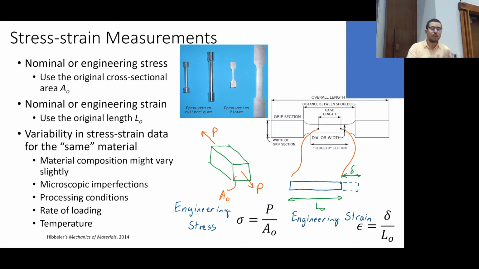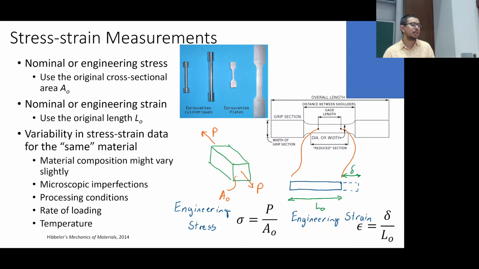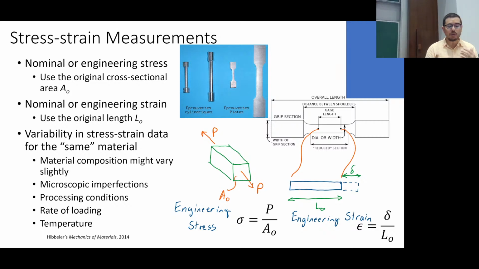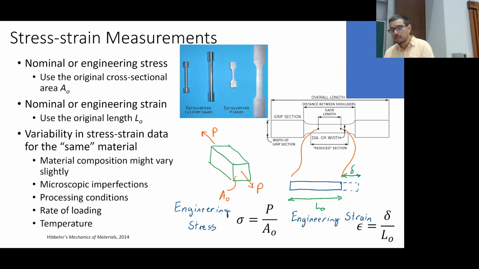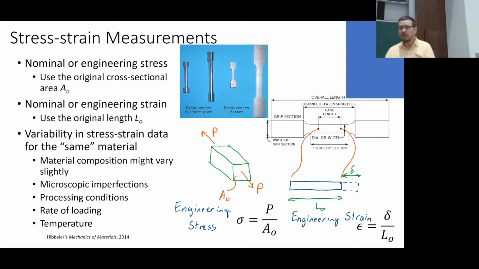Anyway, there's variation in these samples because of how the material might be mixed together or alloyed together, because of microscopic imperfections, temperature, and a bunch of different factors.